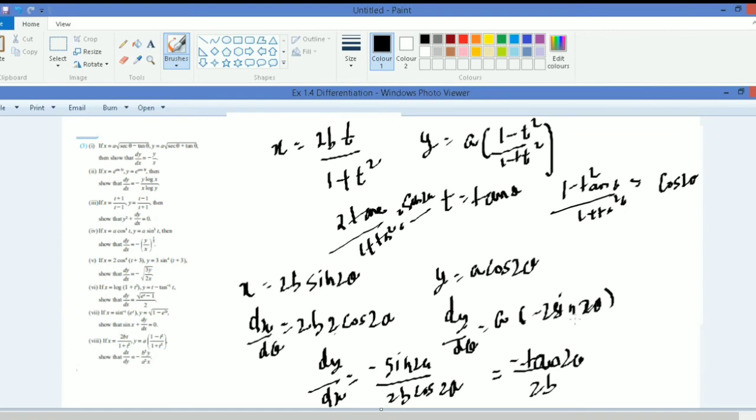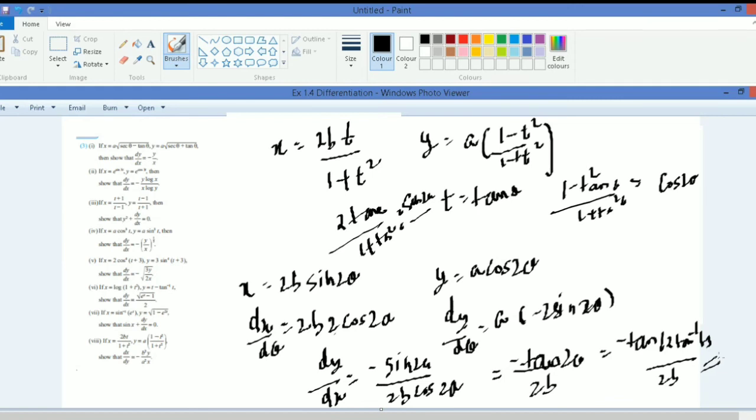But minus tan 2 theta is t, so theta is tan inverse of t, so this will become minus tan 2 tan inverse of t upon 2b. This is how you can solve this question. But what we have to do is prove that dx upon dy is equal to minus b square y upon ax square.